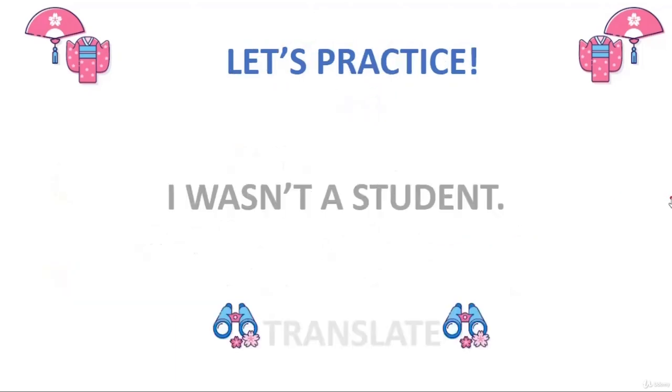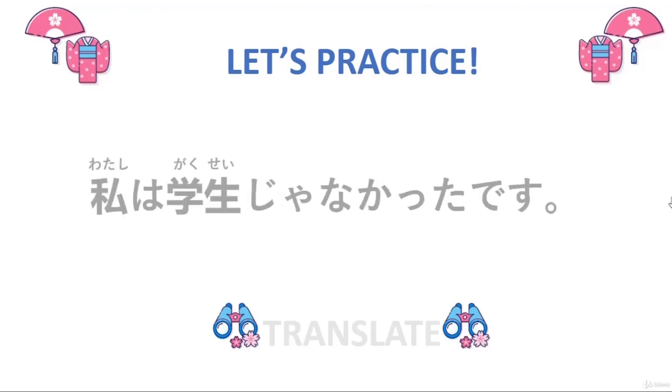Now let's practice. Let's try to translate these sentences. I will give you 10 seconds for each sentence. So the first one is, I wasn't a student. Feel free to pause the video here if you feel like 10 seconds isn't enough for you. Feel free to go back and review it, okay? So let's start. 私は学生じゃなかったです。So as for me, I, student, wasn't. So I wasn't a student.